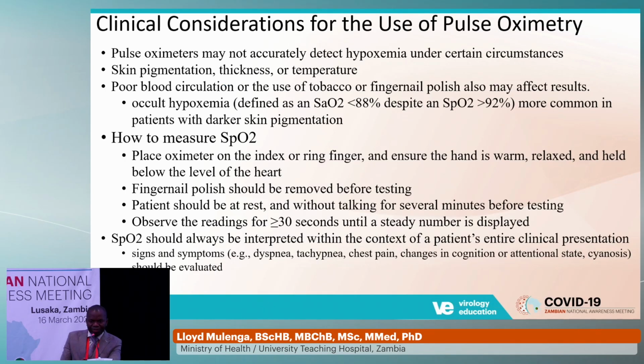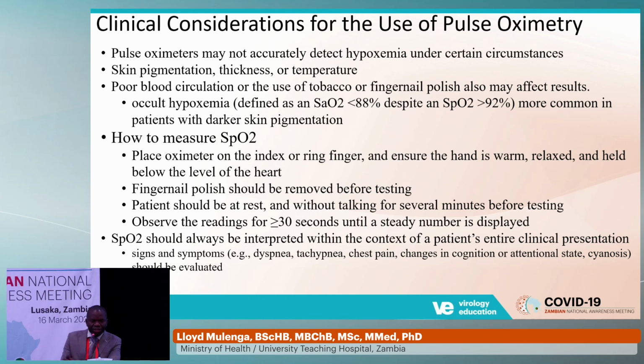We have been using pulse oximeters largely during the pandemic, but they also have limitations. Sometimes you may not detect hypoxemia accurately, especially in those of us who have dark skin, where the skin pigmentation is dark, and also if you're using nail polish on the nails.